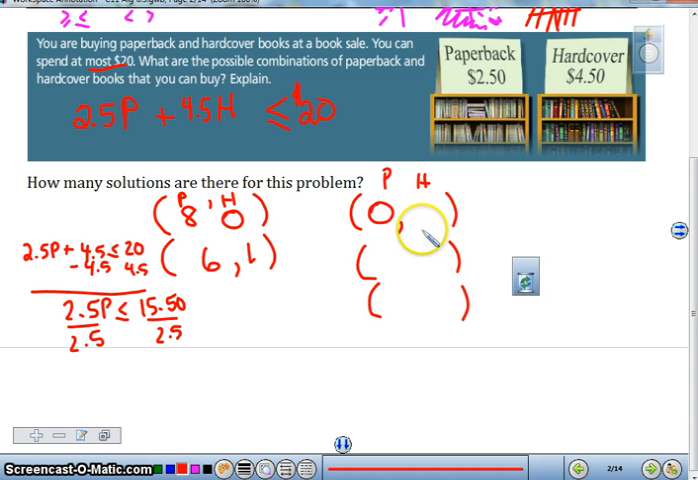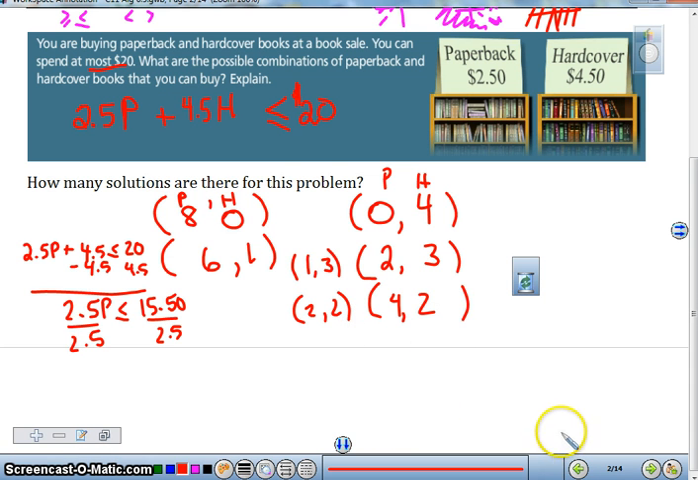So pause the video and try and figure out what these other numbers are going to be, and then start it up again and you'll see what those are. Should be 0 and 4. If we have 2 hardcovers, we might have 3. Remember, you don't have to spend exactly 20, so could you have 1 and 3? Yeah, you probably could. One that comes out nicely is 4 and 2, but could you have 2 and 2?